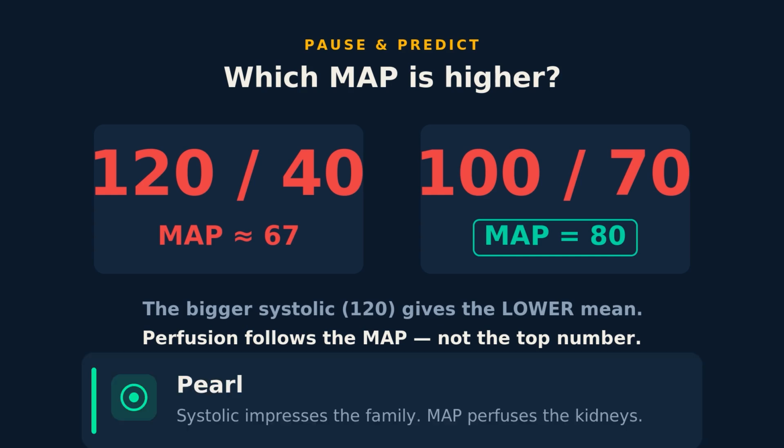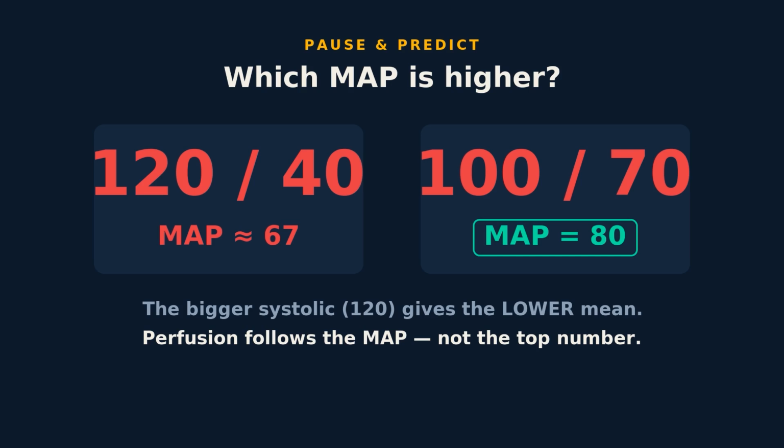Systolic is the number that impresses the family. MAP is the number that perfuses the kidneys. Learn to look at the one in the parentheses first.